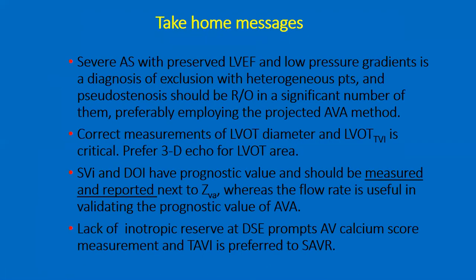So a few take-home messages. Severe aortic stenosis with preserved left ejection fraction and low pressure gradient is a diagnosis of exclusion with heterogeneous patients, and pseudostenosis should be ruled out in a significant number of them, preferably employing the projected aortic valve area method. Correct measurement of LVOT diameter and TVI is critical. Prefer 3D echo for LVOT area.